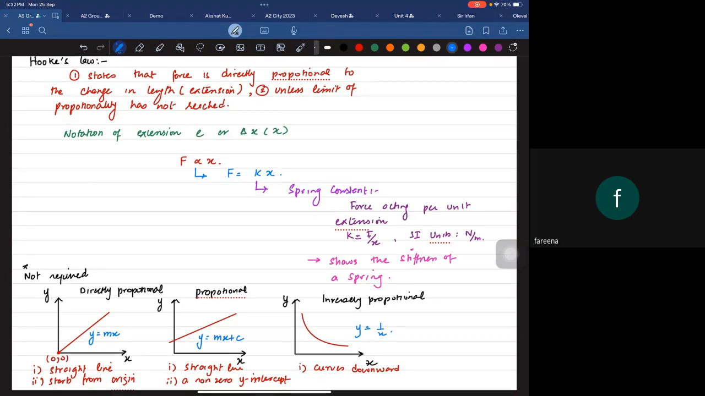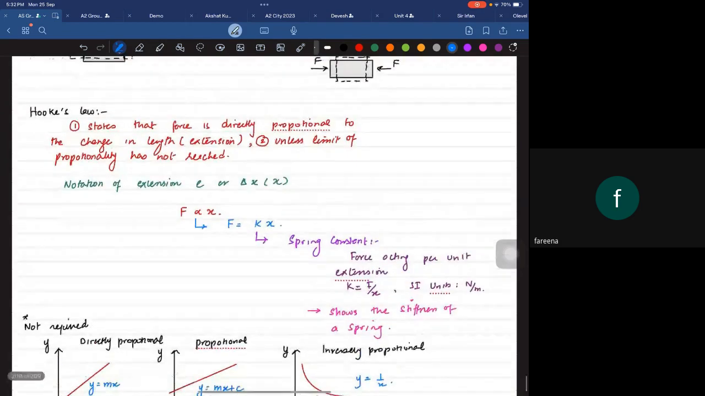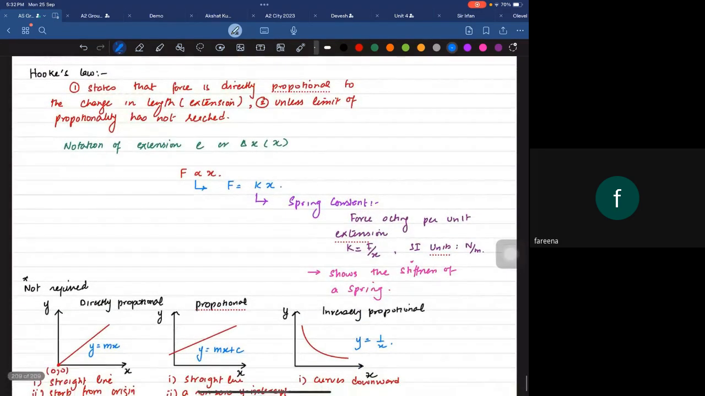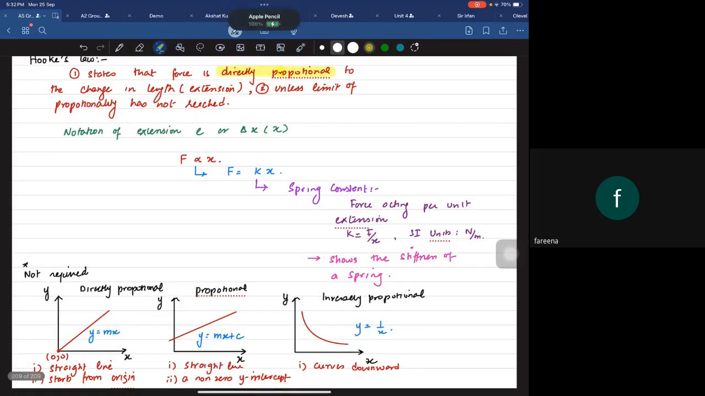So whenever they use a certain word in their definitions, you should remember what they're asking you or telling you. For instance, if you look at this definition, it clearly says that force is directly proportional. So it means that the graph between force and x is going to be like the first one. Get it? Yes. All right, that's very good.